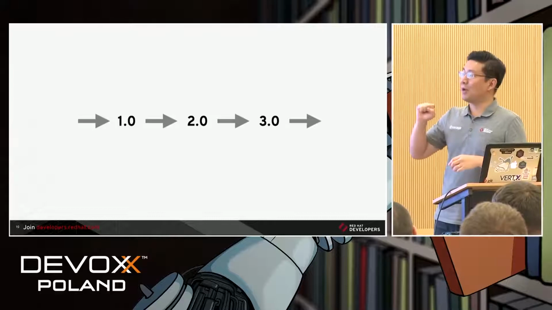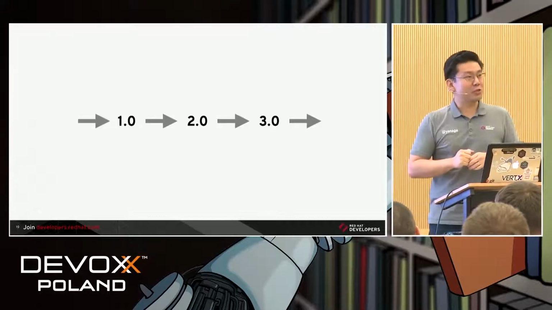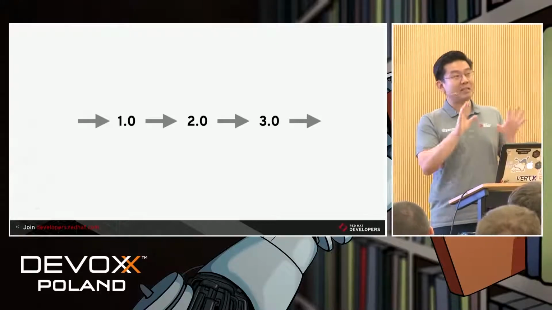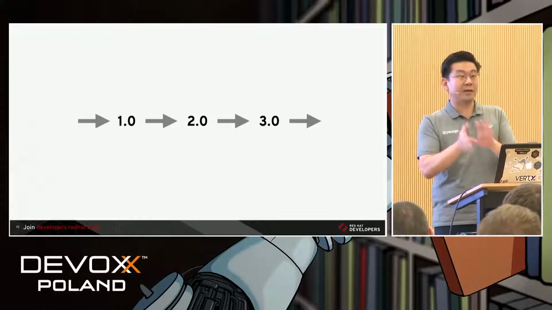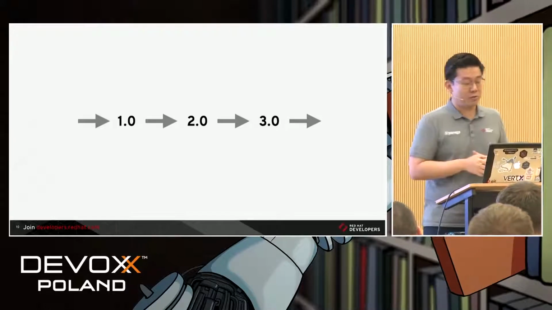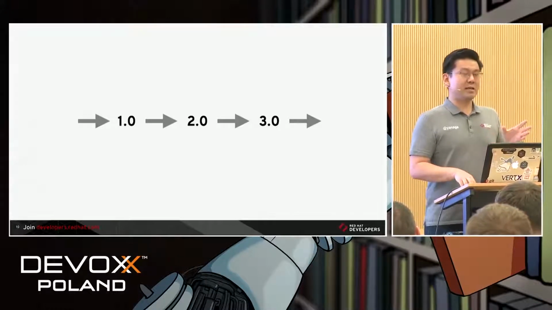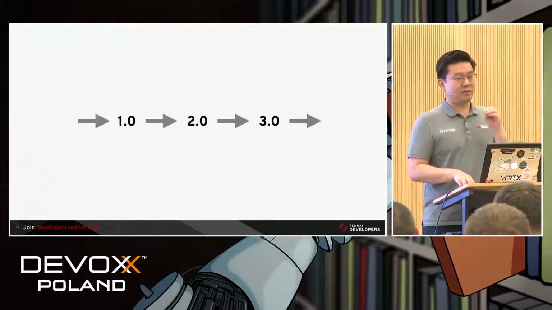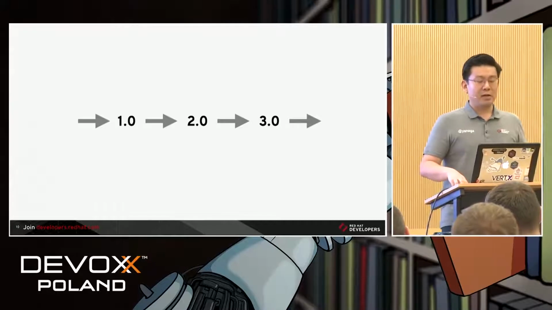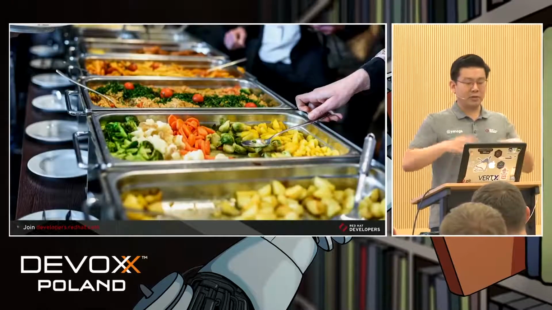So traditional deployments, you deploy version 1, then you deploy version 2, version 3, and you're always expecting that version 2 is better than version 1, and version 3 is better than version 2, and so it goes on. But when we try to discuss hypothesis-driven development, we need to think in a different way.